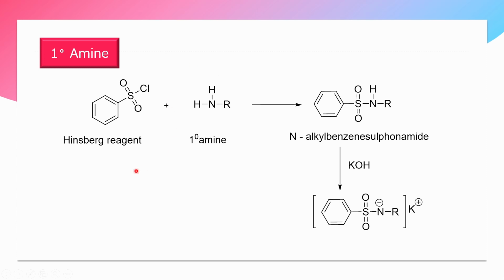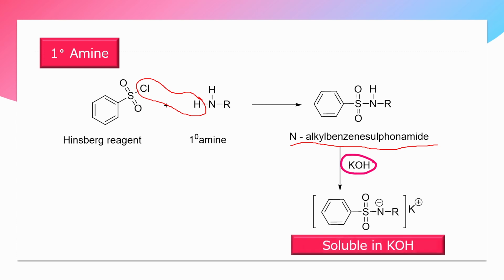So here I have the 1 degree amine and the Hinsberg reagent. When I react them, one of the H and Cl would get out in the form of HCl, and we will get this compound called N-alkyl benzene sulfonamide. Now when I put KOH into it, it would make this structure, and this structure is actually soluble in KOH. So if I'm reacting an amine with Hinsberg reagent and upon adding KOH it becomes soluble, we'll say that it is a 1 degree amine.